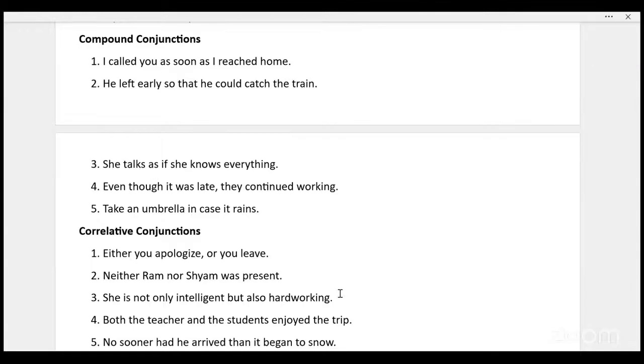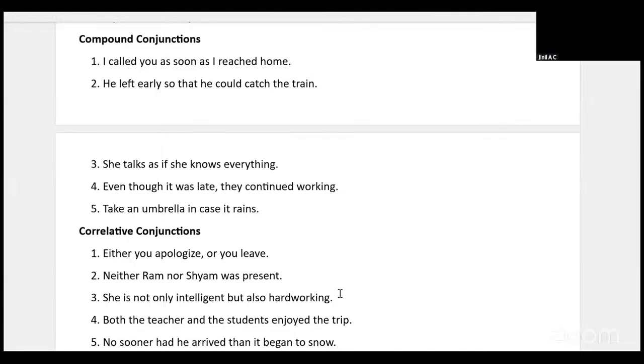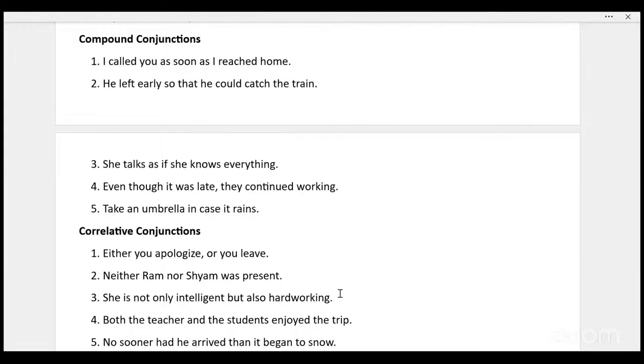She talks as if she knows everything. Even though it was late, they continued working. Yes, next one. Take an umbrella in case it rains. So these are all compound conjunctions.